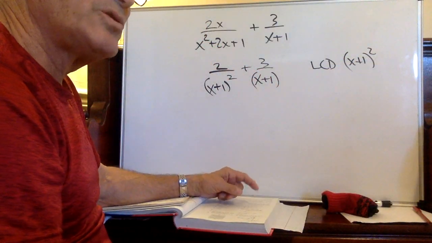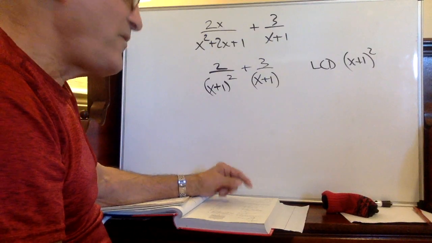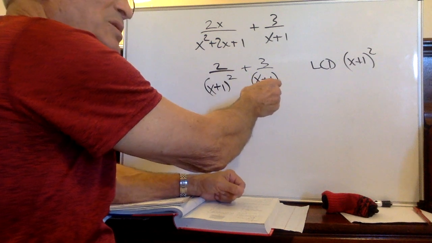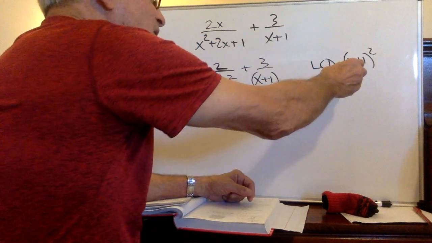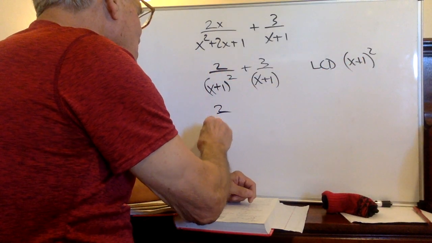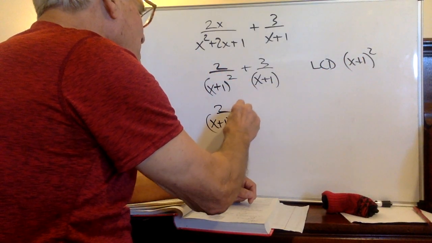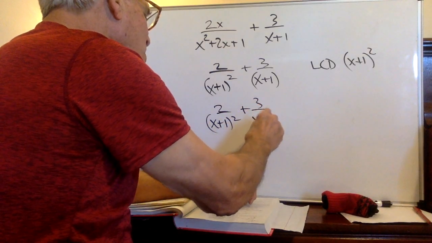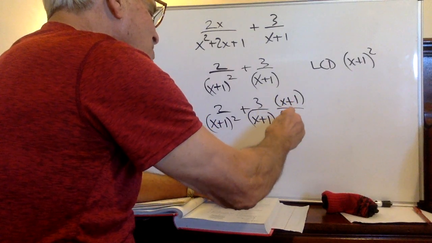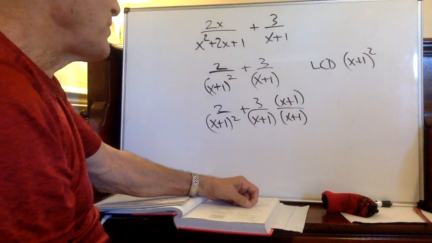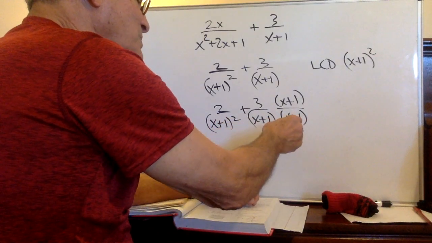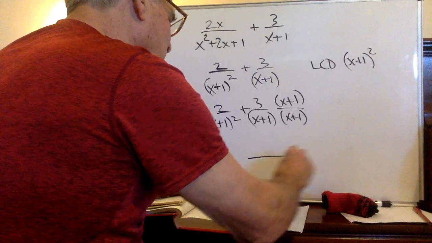Lowest common denominator is all the factors of the denominators, at the highest degree they show up. X plus 1 squared is higher than just x plus 1. So I've got to get all of my denominators x plus 1 squared. So this is 2 over x plus 1 squared plus 3 over x plus 1. In order to make that an x plus 1 squared, I need to multiply by x plus 1 over x plus 1. I now have a common denominator. X plus 1 squared, x plus 1 times x plus 1 is x plus 1 squared.